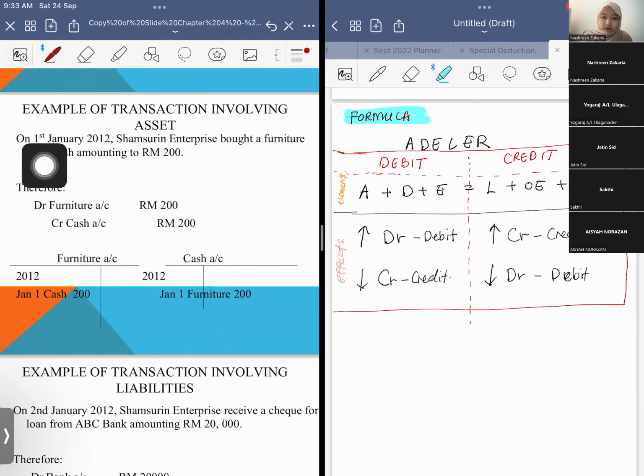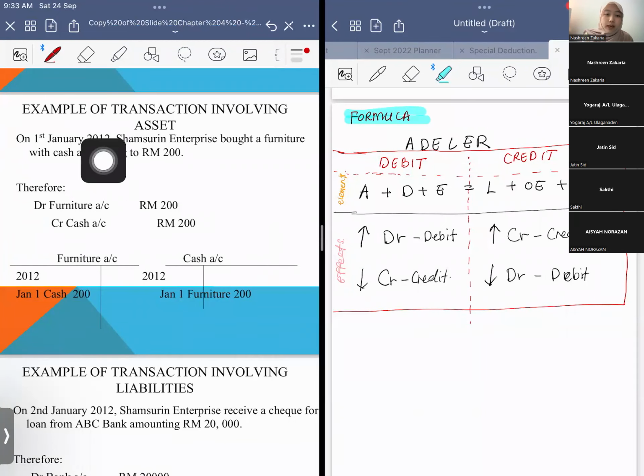Hopefully you're ready. Please focus because I want to start explaining in detail. Okay. On 1st January 2012, Shamsuddin Enterprise bought a furniture with cash amounting to 200 ringgit.